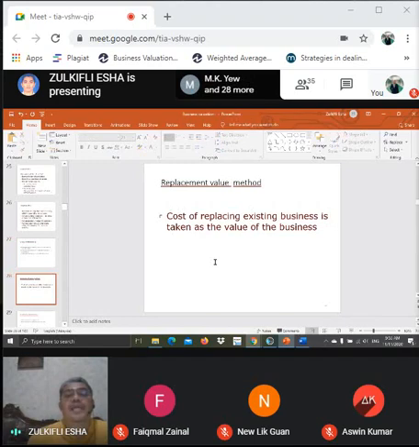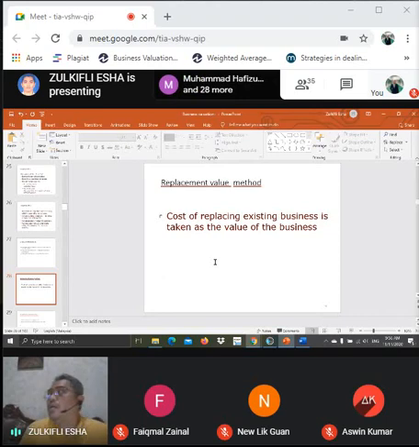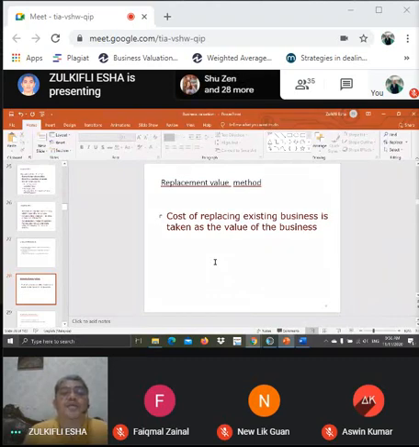So this is the second method that can be used under asset approach, which is replacement value method. So remember, as I mentioned earlier, in valuing a business, we have three main approaches. The first approach is asset or cost approach. The second one is income approach. And the third one is market approach. Under each of these approaches, we have different methods. So just now we have gone through the historical book value method. So this one is replacement value method. So both are under asset approach.